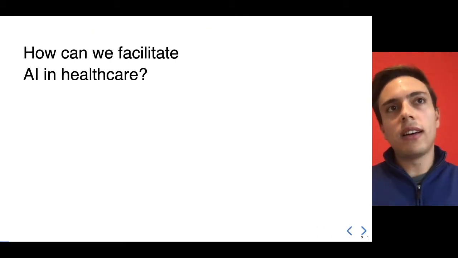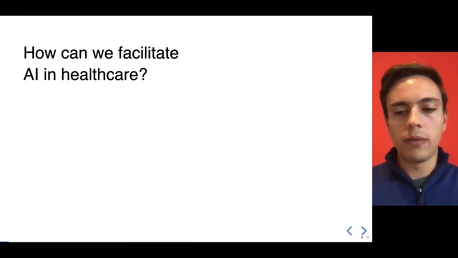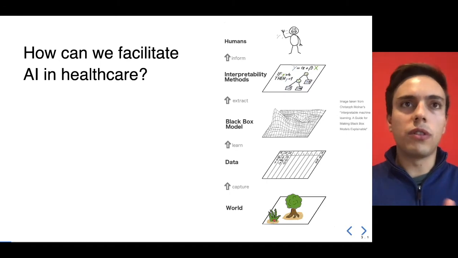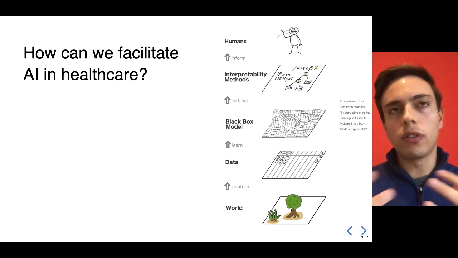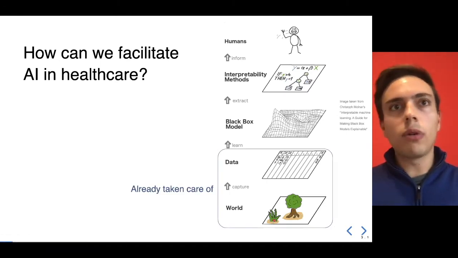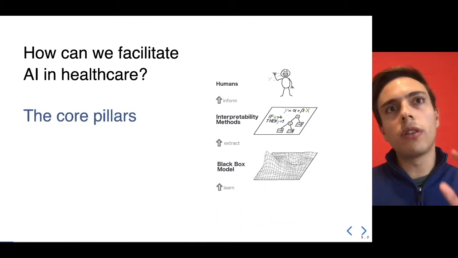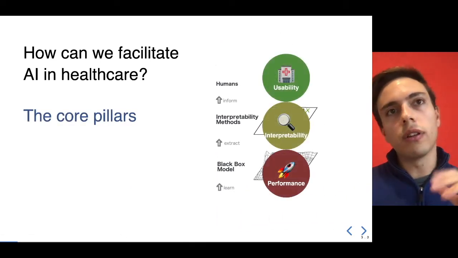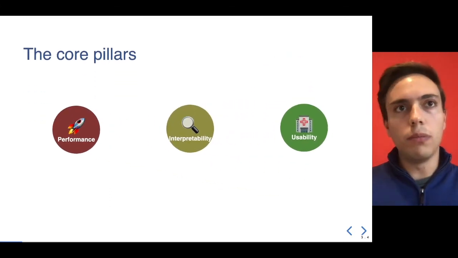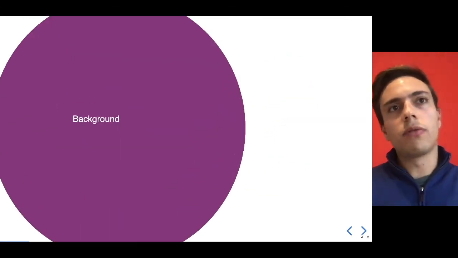So with this data, how can we facilitate AI in healthcare? Well, I really like this image of Christoph Molnar, which shows the main steps towards a successful ML project. And since you already have the data, we just want to focus on the three core pillars, which I like to call the performance, the interpretability, and the usability. But first, let's start with a bit of context.